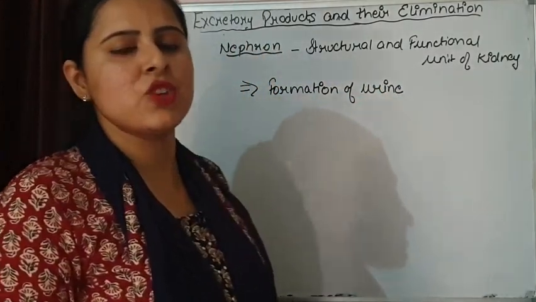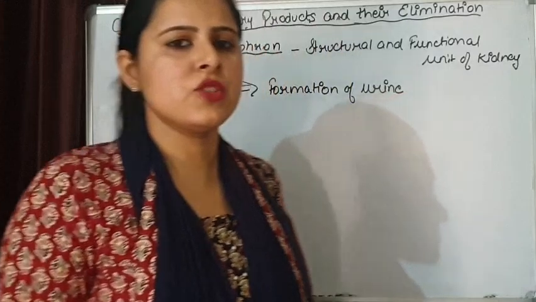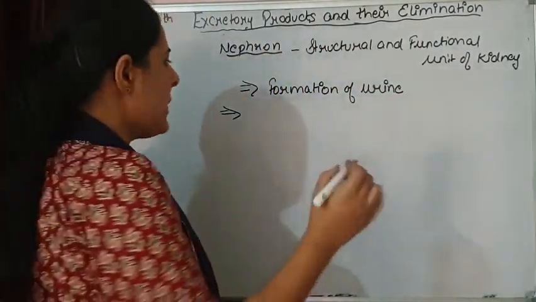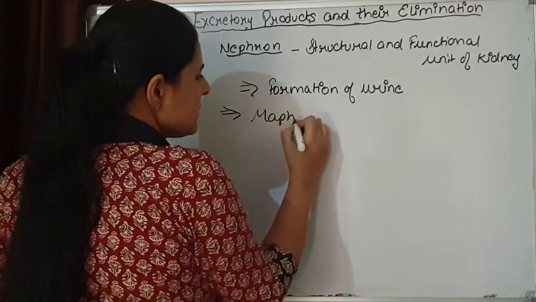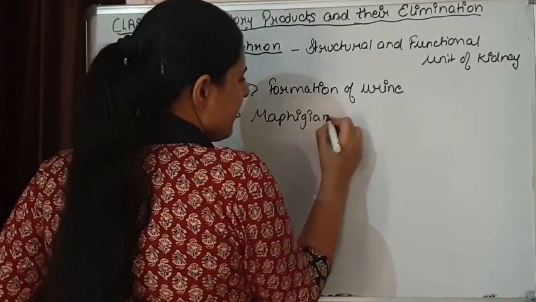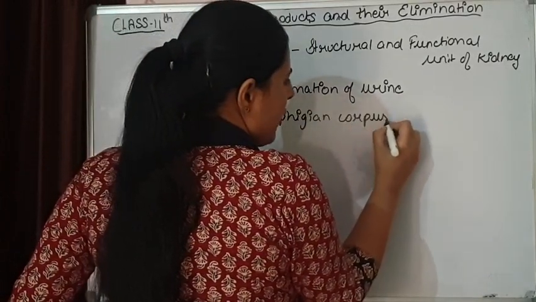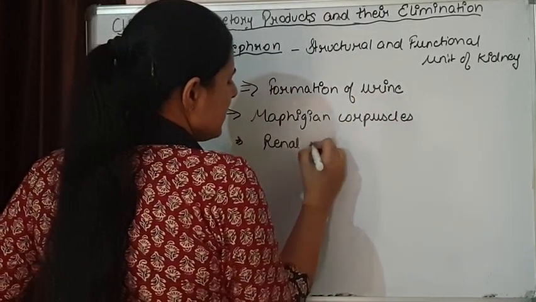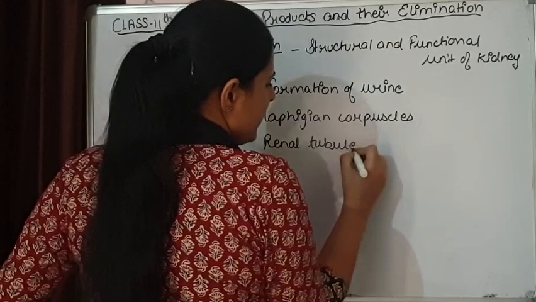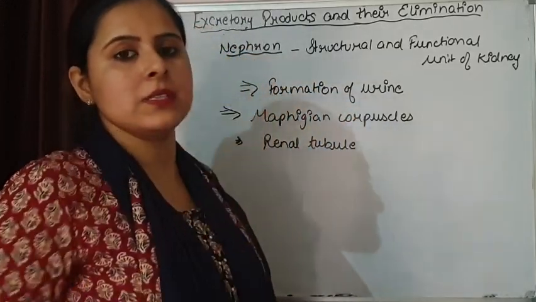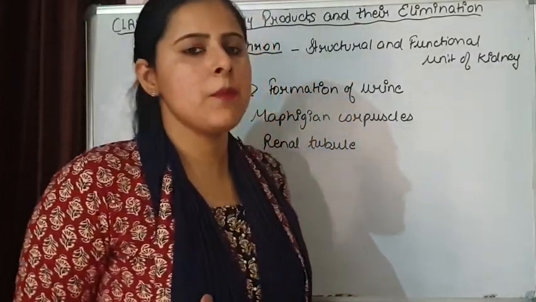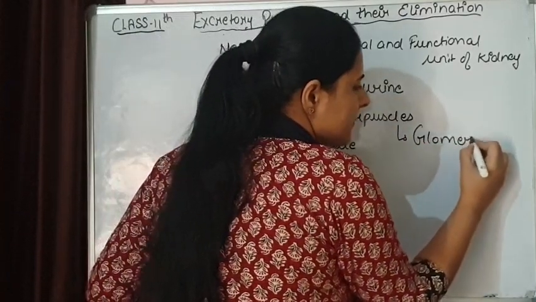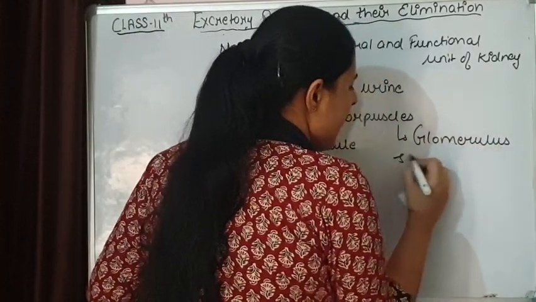If we see the structure of nephron, it can be easily divided into two things. One is the Malpighian corpuscle, and the second is a tubular structure, that is renal tubule. Now, if we discuss these two structures, the Malpighian corpuscle is made up of glomerulus and Bowman capsule.